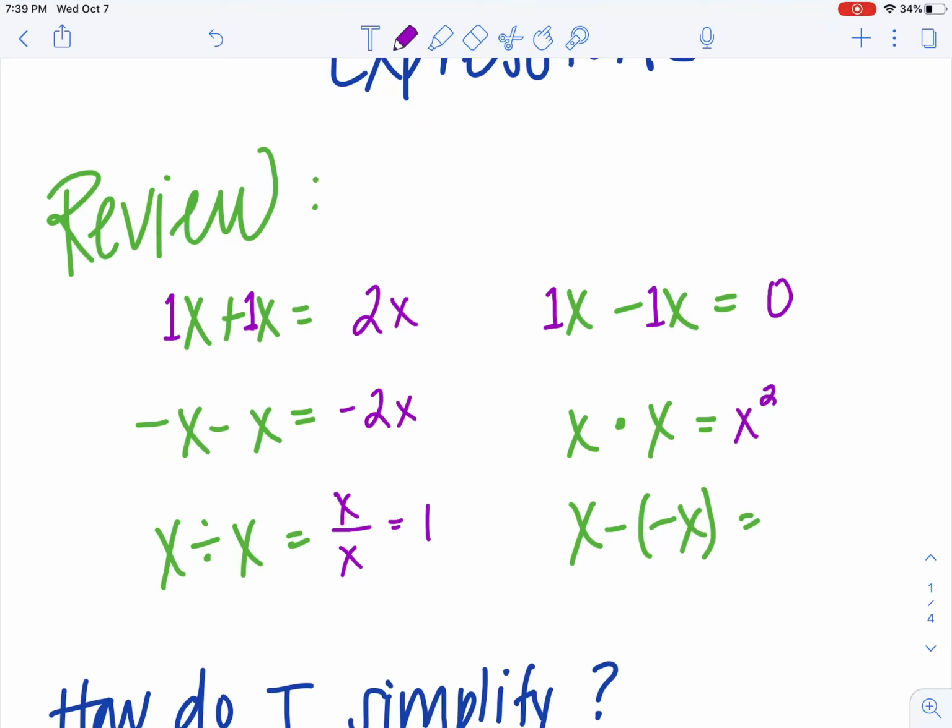All right, the last one is x minus a negative x. So if you're subtracting a negative, that becomes an addition problem. So this is really x plus x, which, like we said before, was 2x.